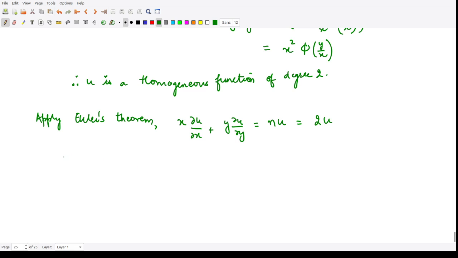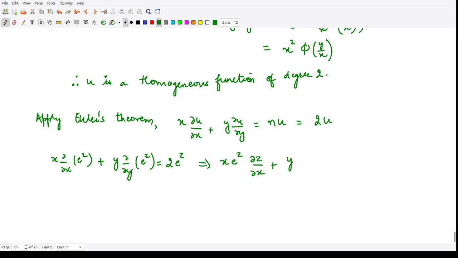So the value is x into the derivative with respect to x of e to the power z plus y into the derivative with respect to y of e to the power z, that is equal to 2 into e to the power z. And what is the derivative of e to the power z with respect to x? It would be e to the power z as such and then the derivative of z with respect to x. And similarly y as such, and then the derivative of z with respect to y. This is equal to 2 into e to the power z.